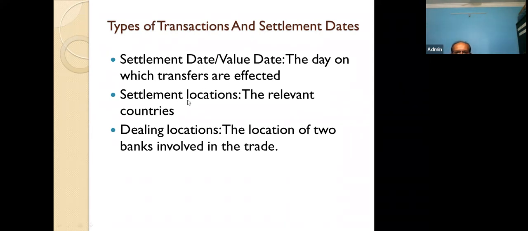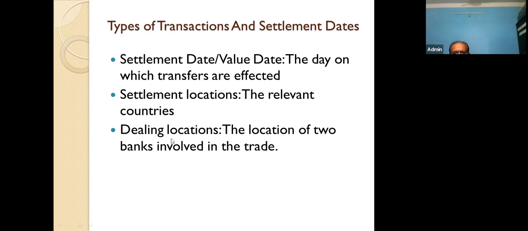Now what is the settlement location? The relevant countries. Here I have given the example of Japan. So Japan and India are the settlement locations.